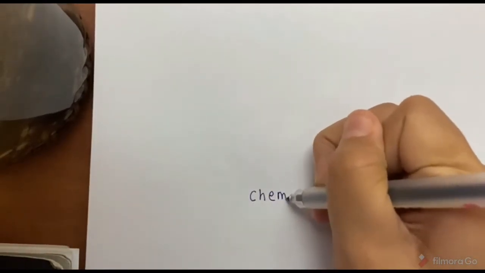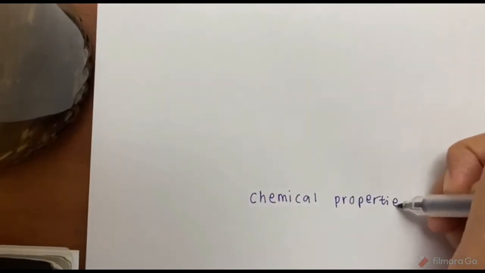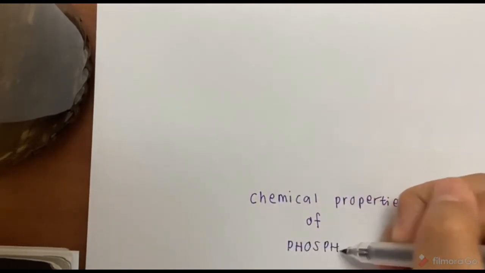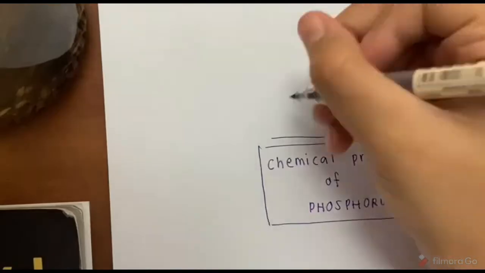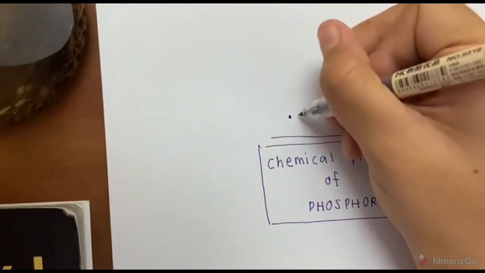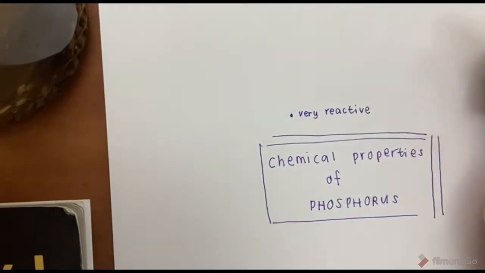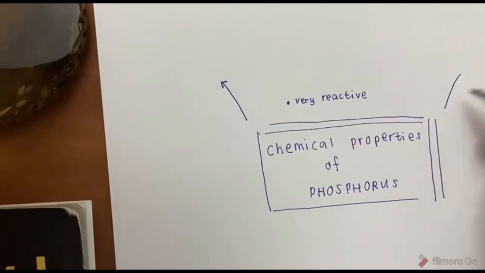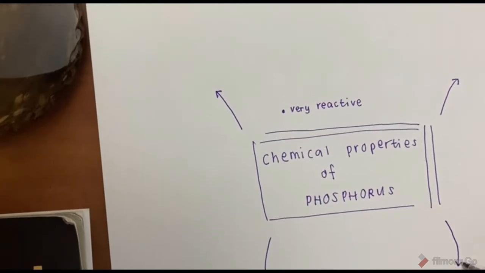So hello everyone. After we had talked about physical properties and also formation of phosphorus before this, for today's video, we're going to talk about chemical properties of phosphorus. Before we go to the main parts, we have to know that phosphorus is very reactive. Chemical properties of phosphorus can be divided into 4 main parts.